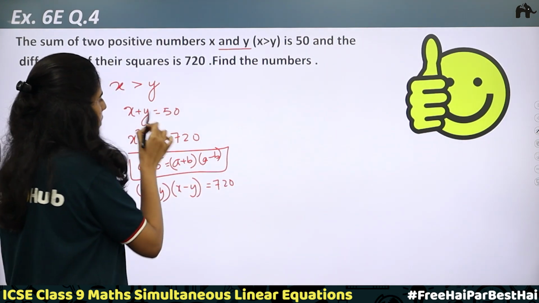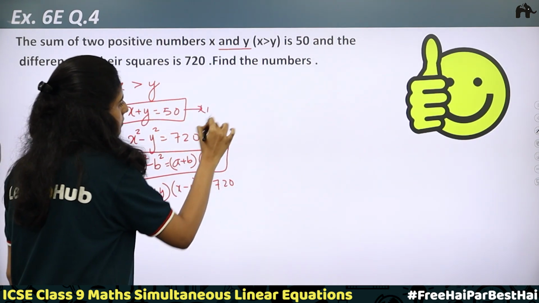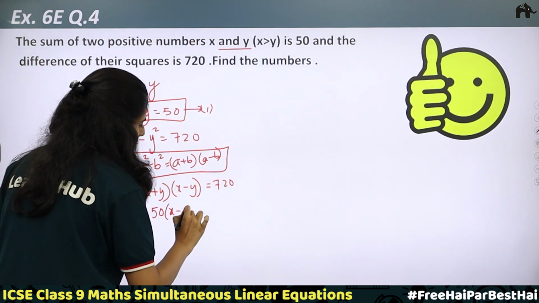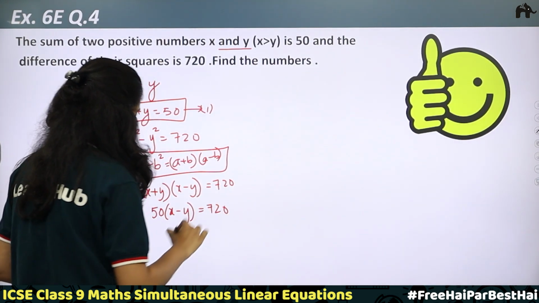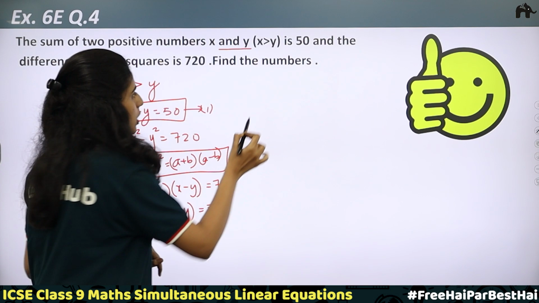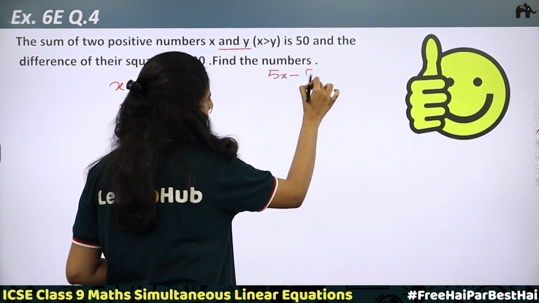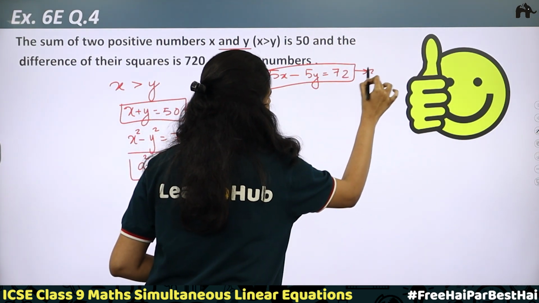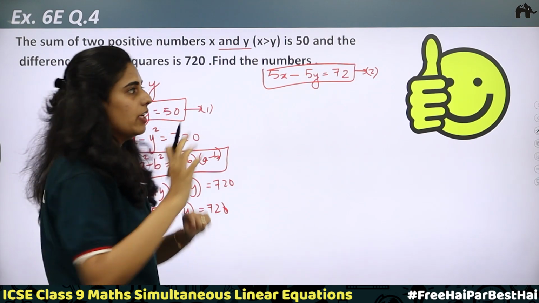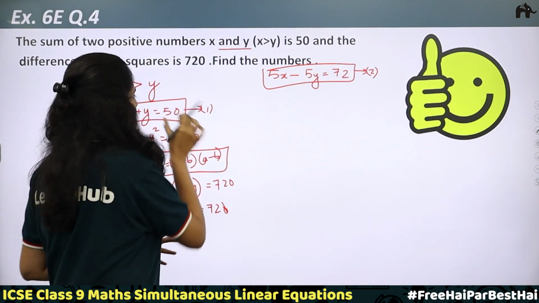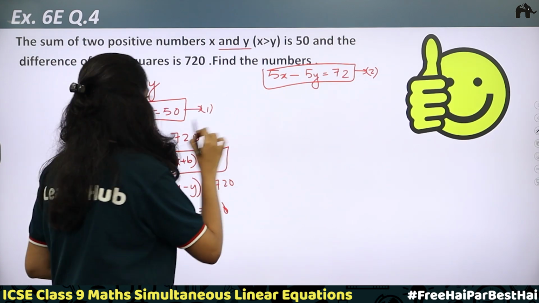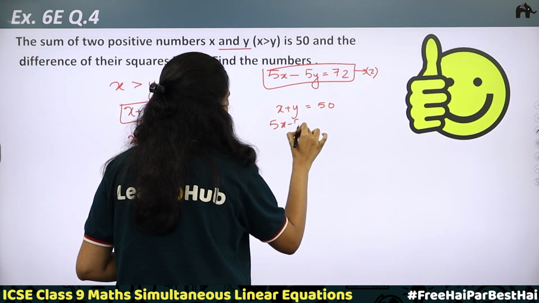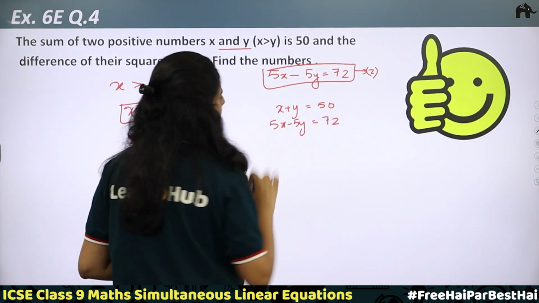We have x plus y is equal to 50. So this is our first equation. From the first equation, we have x plus y is equal to 50. Substituting 50 into x minus y is equal to 720, 0 can be cancelled. Then you have 5x minus 5y is equal to 72. So this is your second equation. The first equation and second equation, we are going to equate and find the values of x and y. Both of these are linear equations in two variables. Okay, so x plus y is equal to 50, 5x minus 5y is equal to 72.